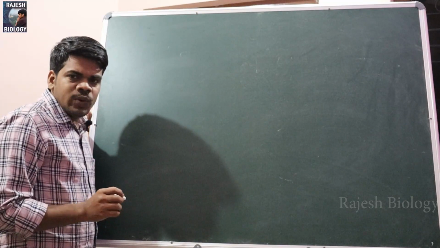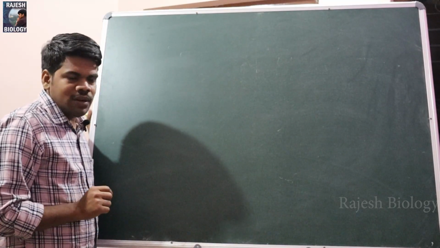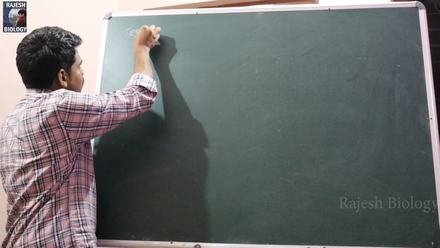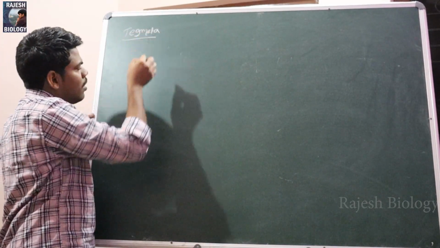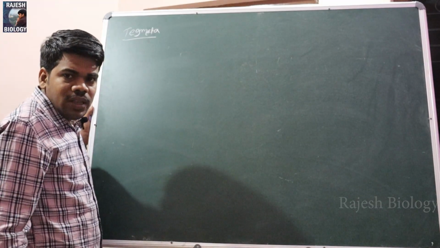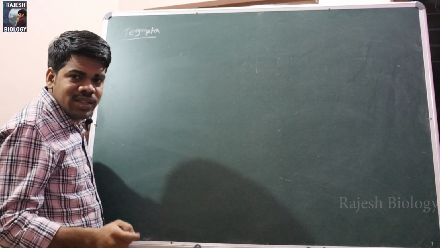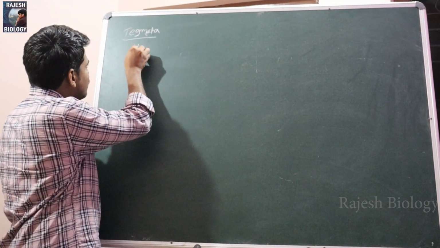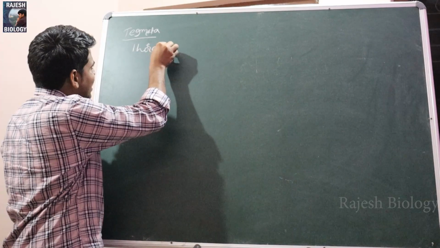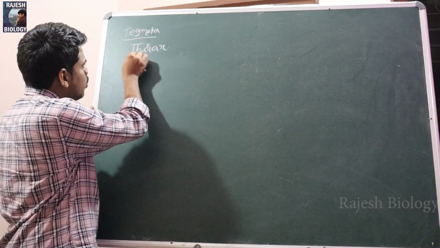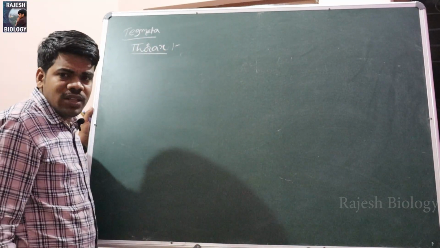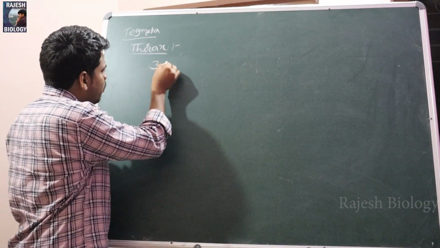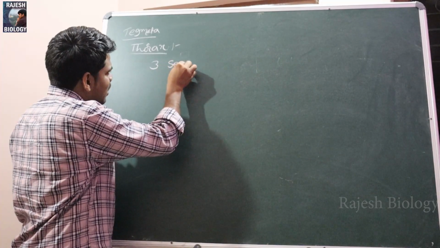The cockroach body is divided into three tagmata. The first tagma is the head, and the second tagma is the thorax. And this thorax is made up of three segments. Thorax is formed by how many segments? Three segments.